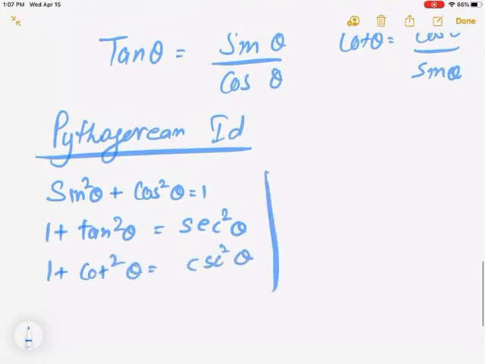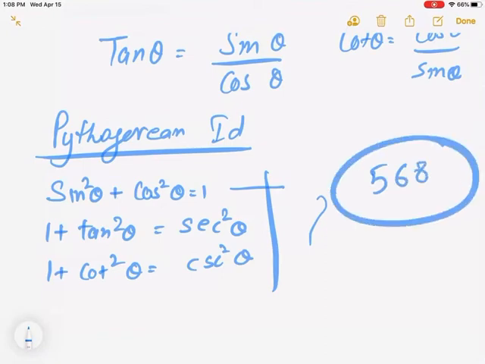If you remember from last year, every single identity can be written in 3 different ways, so in total you'll have 9. If you manipulate all these functions, you can come up with 9 different identities you can use to simplify your functions. If you want to find these identities in your textbook, all of these are on page number 568.